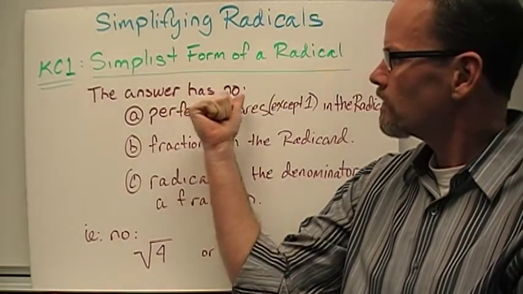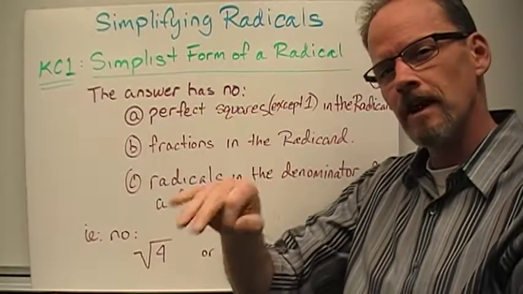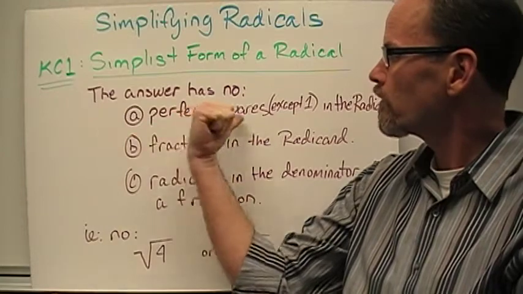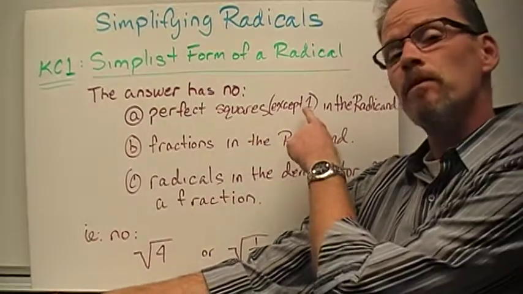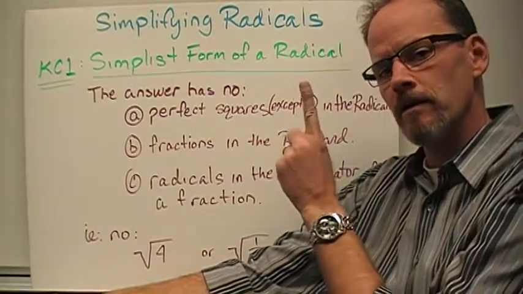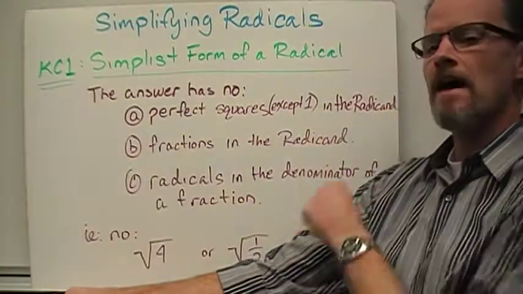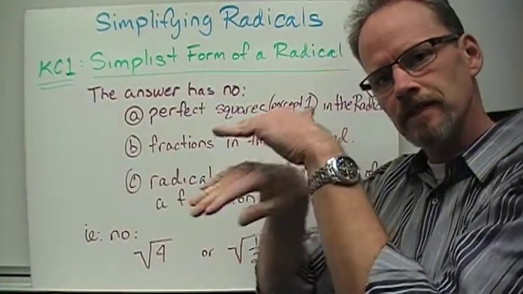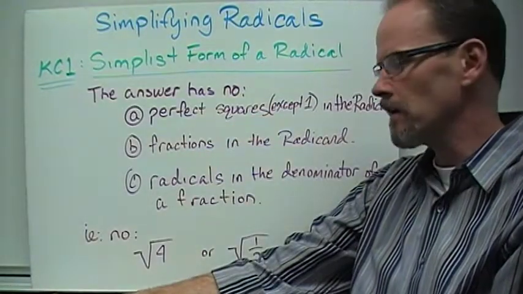The answer has three things that you cannot have in the answer for this to be simplified. The first one: no perfect squares, except one, just the number one, that one's okay, in the radicand. Remember, the radicand is the number inside the radical sign.